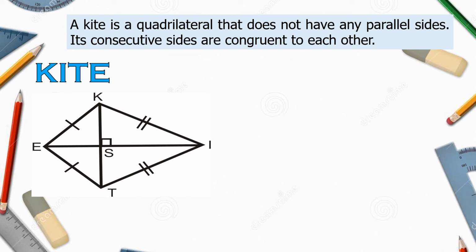Let us focus on the figure kite. K-I-T-E. As you can see here, KE, ang katabi niya ay si ET. Sila ang magkakongruent. Sila yung mga shorter side na magkakongruent. And then, KI is congruent with IT. The longer sides are congruent.